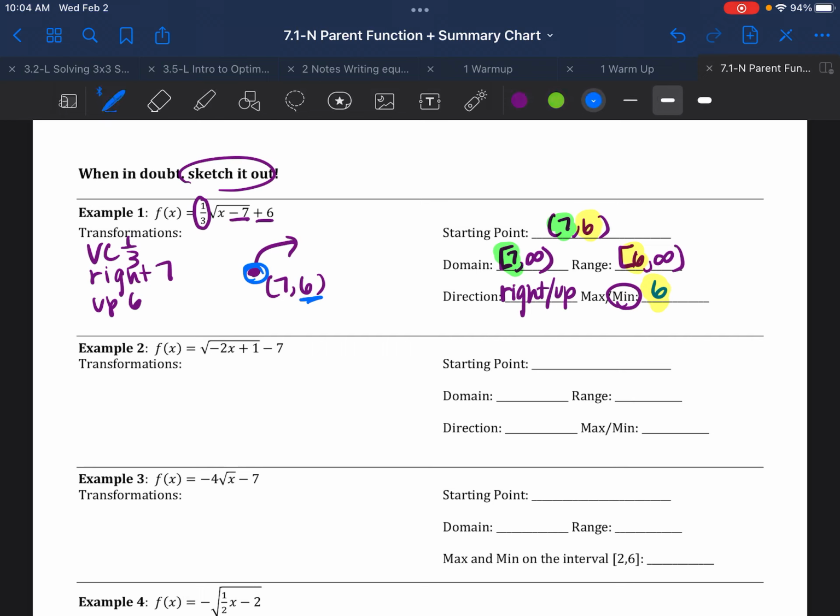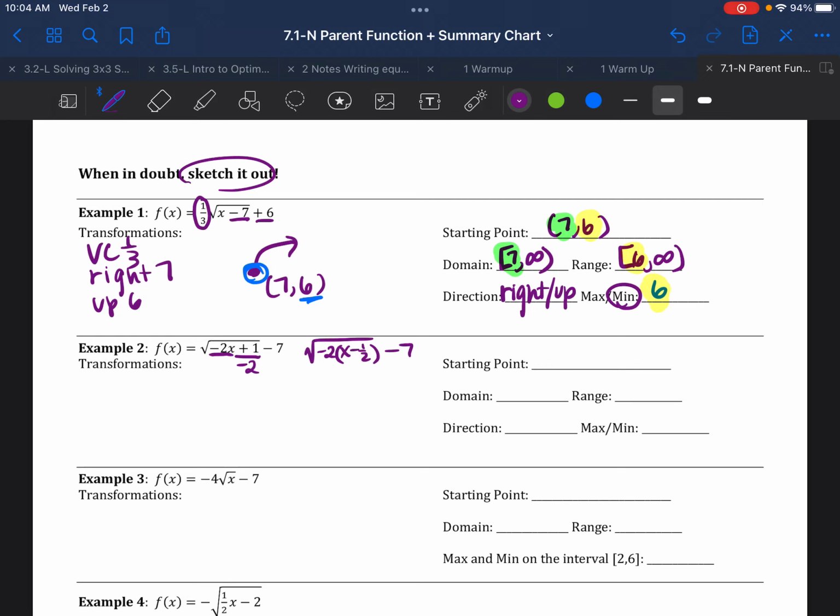Okay, example 2. This is bad form, so the first thing you're going to do is put it in good form. And so we need to factor out this -2, but leave it under the radical. We just have an extra set of parentheses. So if we divide this number by the -2, it turns into a -1/2. And then we still have that -7 clearly outside.